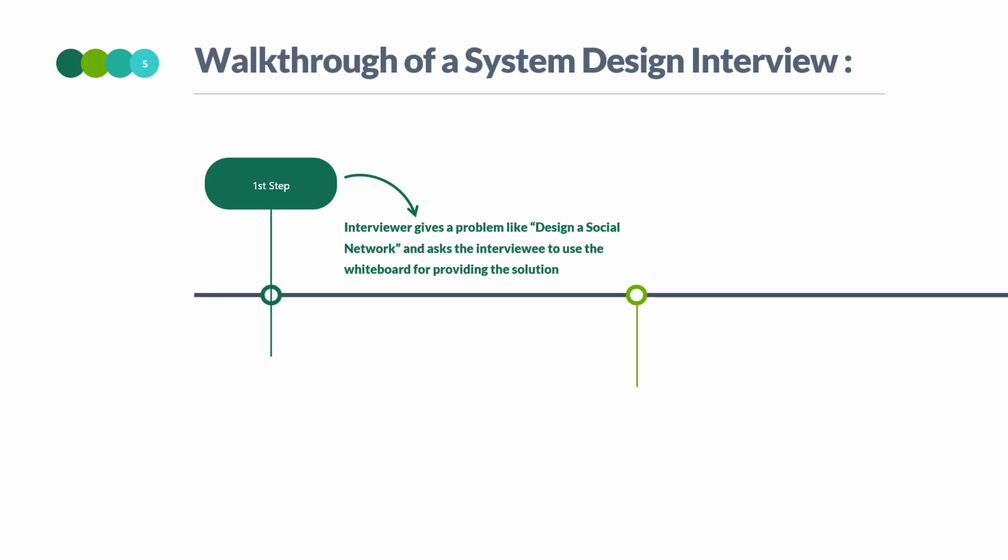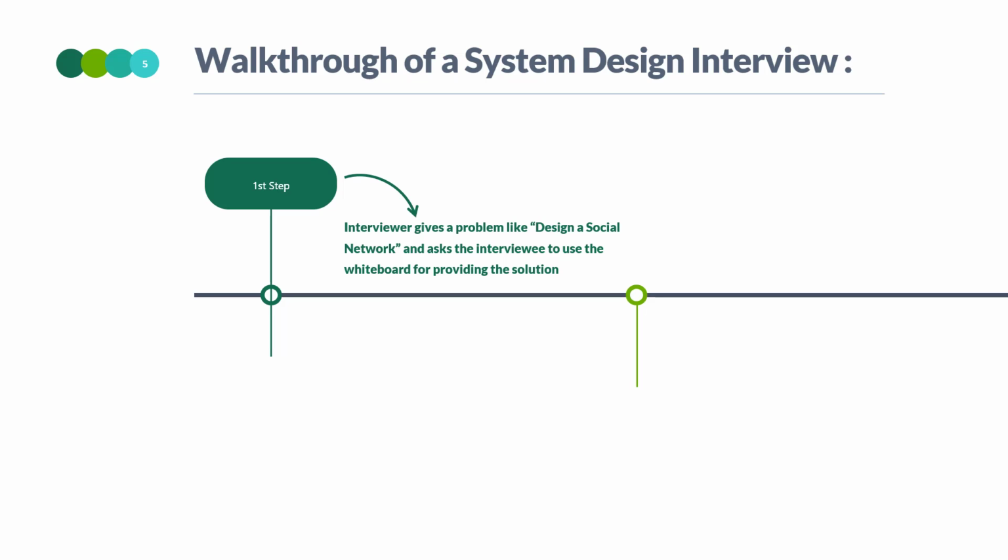Now let's do a walkthrough of a system design interview. So here I'll cover in a set of steps how you would face a system design interview, what kind of things you can expect in a system design interview. So in step one, the interviewer would give you a problem, something like design a social network like Facebook. And you are expected to solve that problem in a span of around 45 minutes.